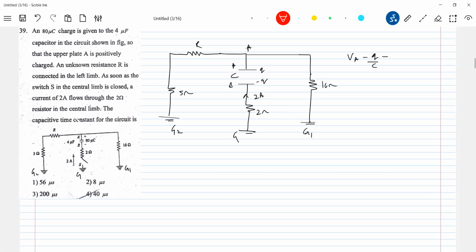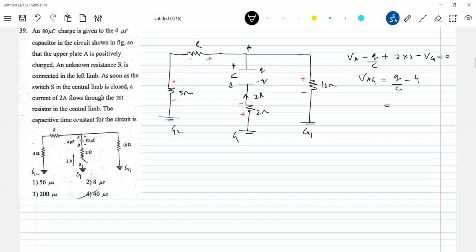The current will enter here: positive, negative, positive, negative, positive, negative. This will be the polarities. VA minus Q by C minus 2 into 2, or plus 2 into 2, minus VG equal to 0. So VAG is equal to Q by C minus 4.